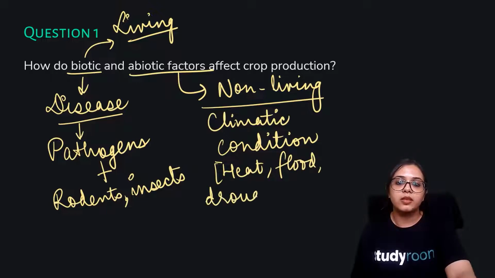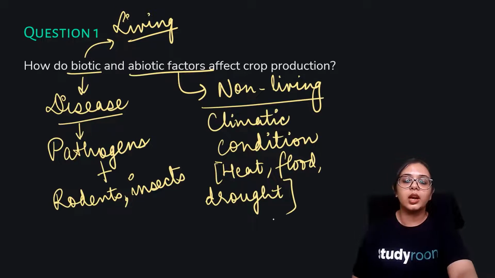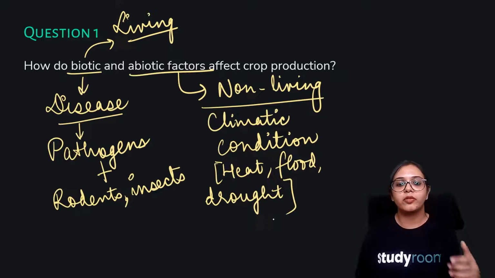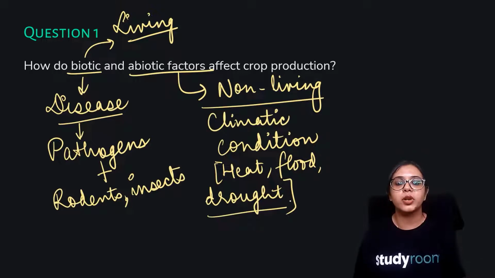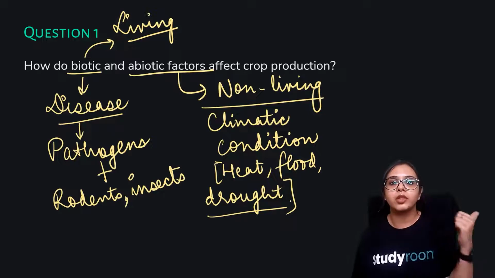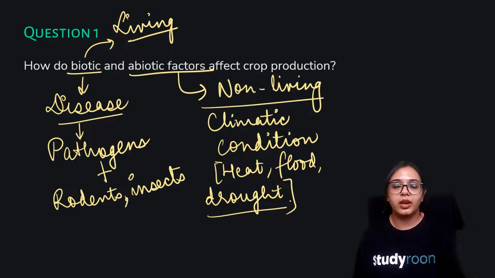So the plants are getting damaged. In extreme heat, they may go bad. In extreme floods, in extreme drought, in the absence of water, in the absence of rain, they may go bad, because some farmers only wait for the rain in order to irrigate those plants. They do not irrigate them themselves.